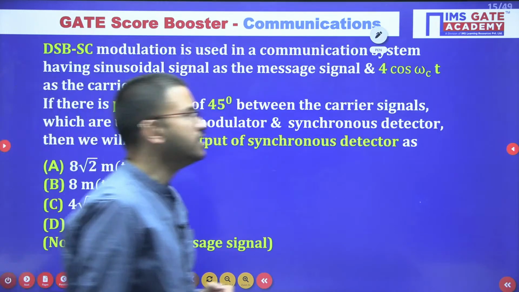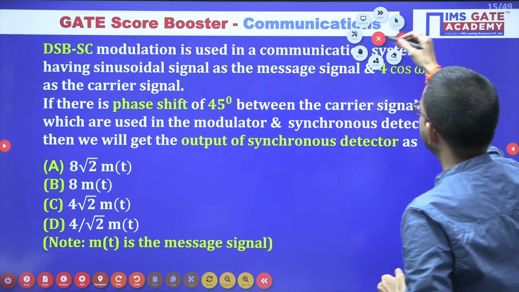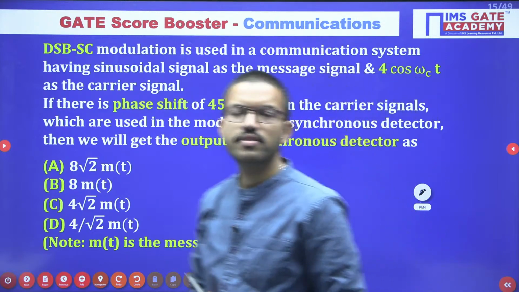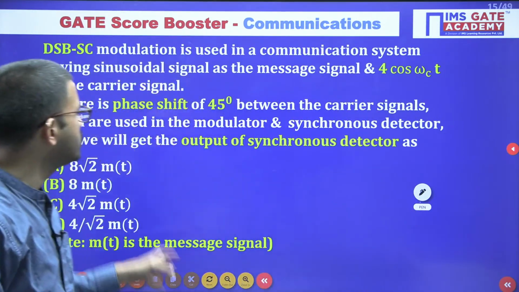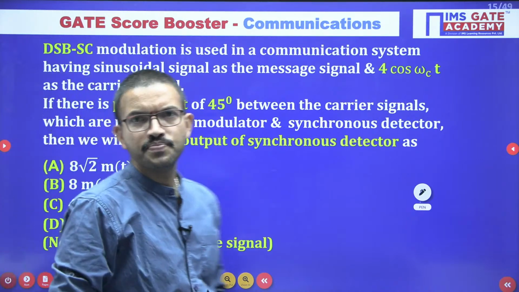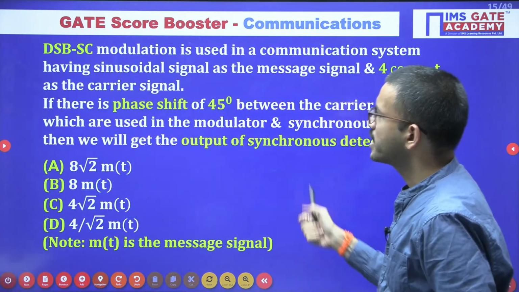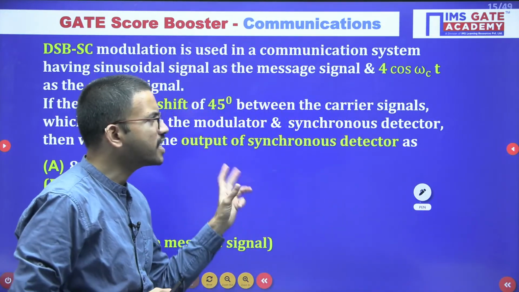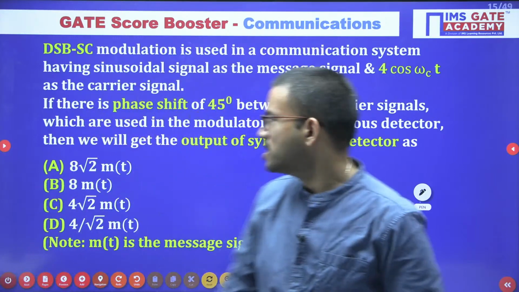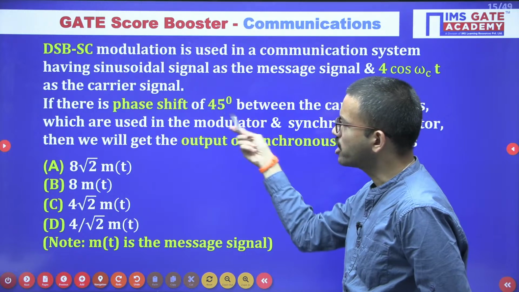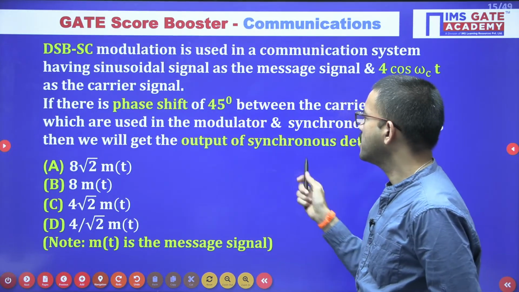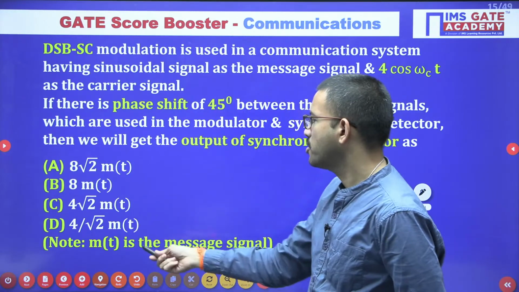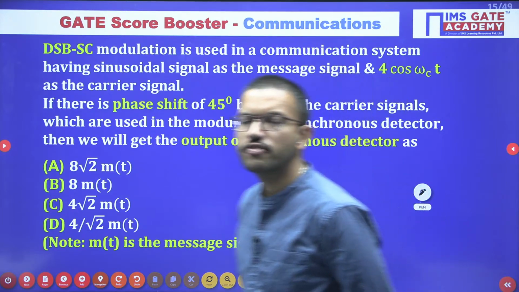Okay, now let us see the next question. This question is based on DSBSC demodulation and regarding the synchronous detector. So all of you just read the question carefully. Here in this question, regarding the carrier signal that they have used at the modulator and at demodulator, there is some phase angle difference. They have mentioned the phase angle difference, that is 45 degrees. So because of this, at the output of synchronous detector, what expression you are going to get? Here M of t is nothing but message signal. So all of you give it a try.